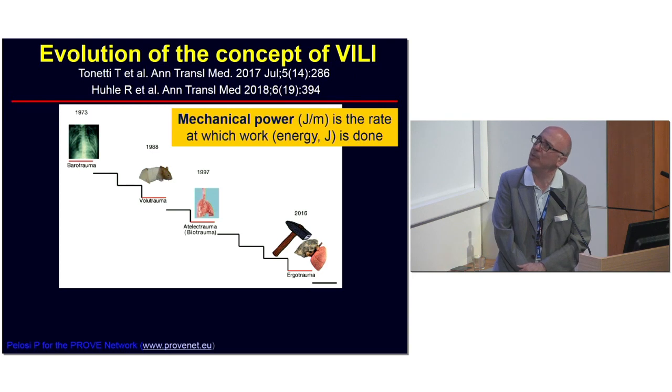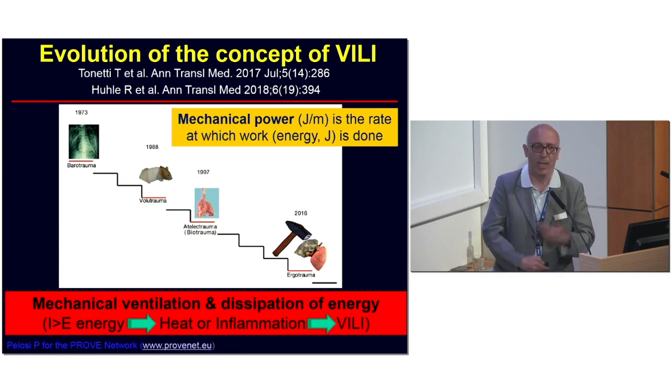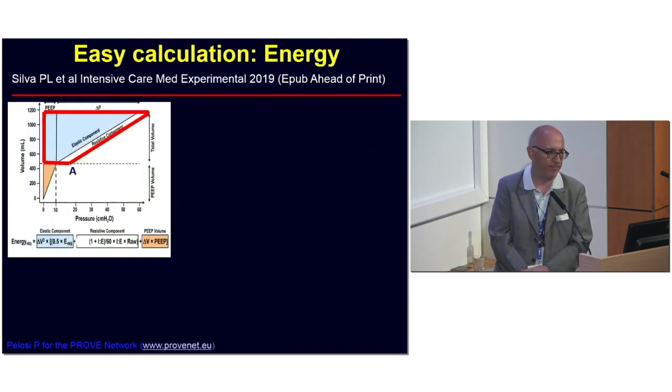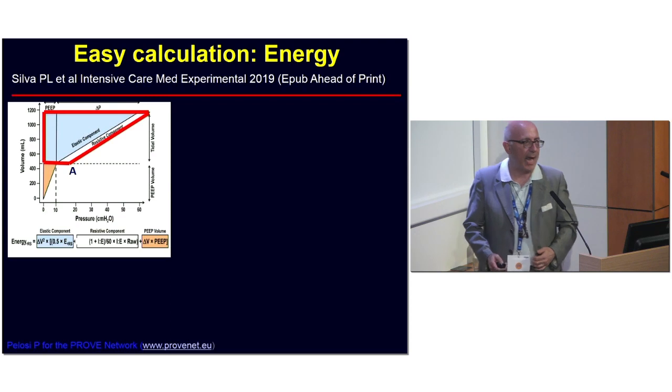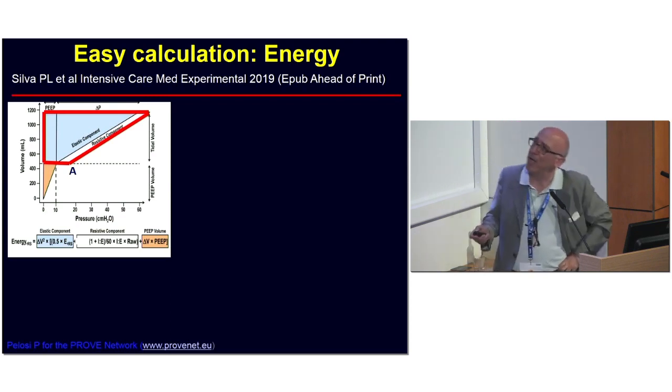What is mechanical power in joule per minute? It is the rate at which work, so the energy in joule, is done. And so we are talking about mechanical ventilation and dissipation of energy: when inspiratory energy is higher than expiratory energy, we have heat or inflammation in the lung, and this may be associated with ventilator-induced lung injury. So what is the energy that we are delivering with the ventilator?